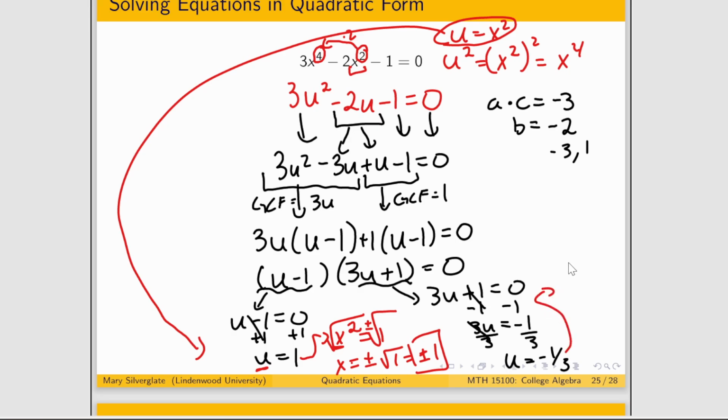I want to do the same thing here. So I replace u with x squared equals negative 1/3. Now if I undo with a square root, what's the issue? I can't have a negative underneath the square root. There are no real solutions that come from that part of the equation. I really just have x is equal to plus or minus 1.